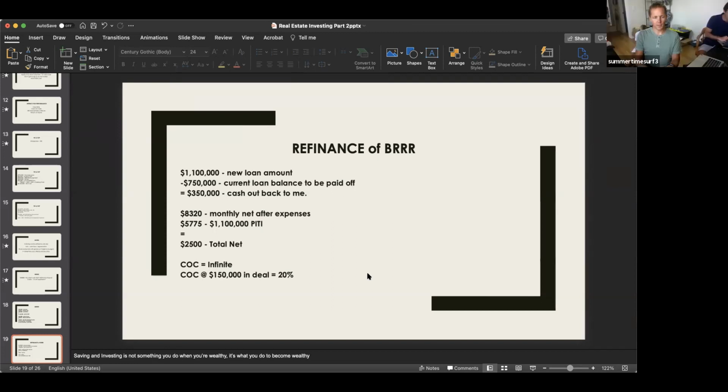What? Hold the phone. Say that again. What? You don't pay tax on what? A cash out refinance is not a taxable event. You're just borrowing money, right? You're not selling a property and receiving a lump sum. You're borrowing money, so it's not a taxable event. Where if you sold it and got that money, that's a taxable event, right?